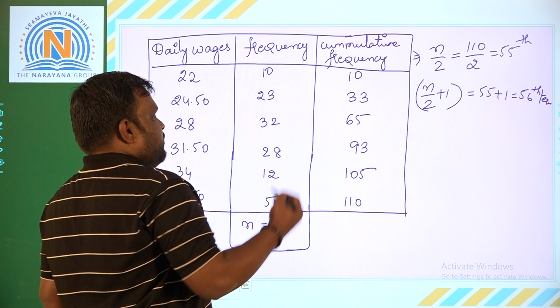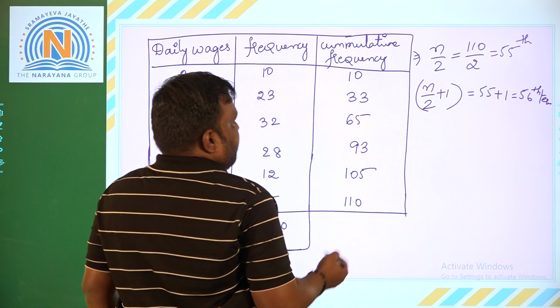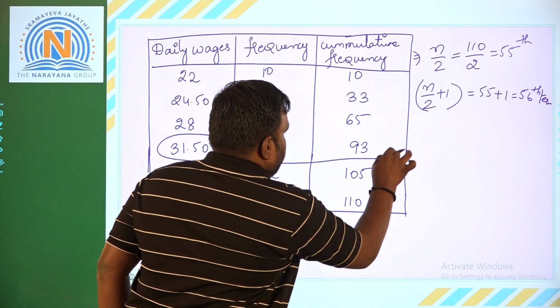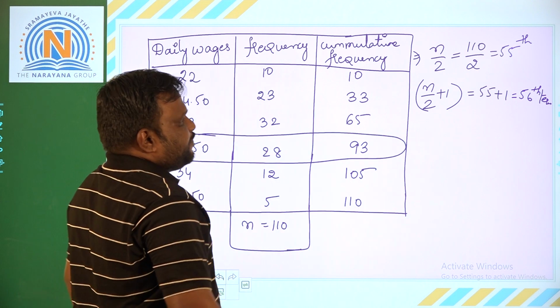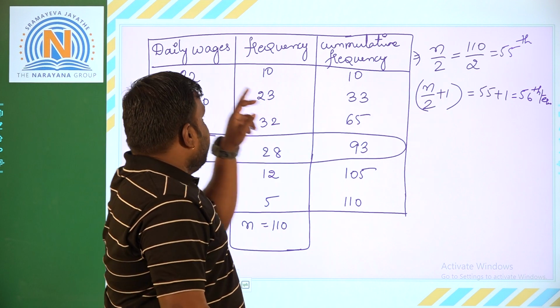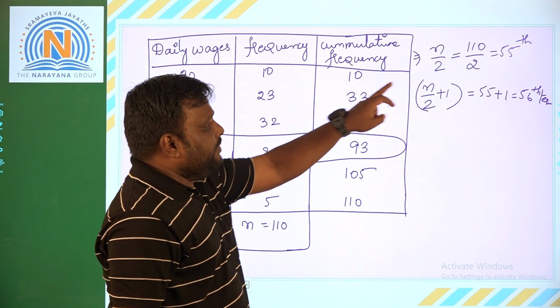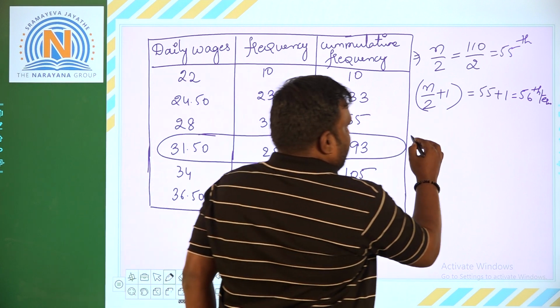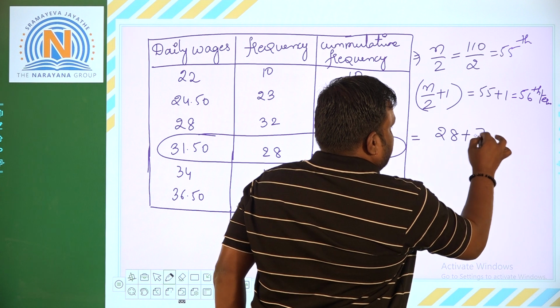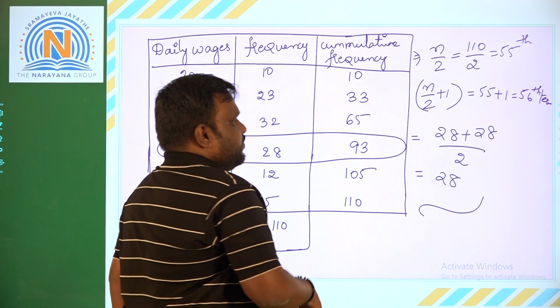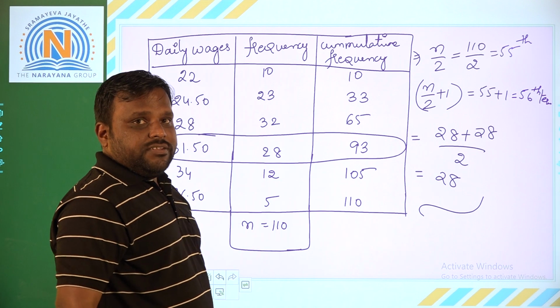Now if you look at this correctly, for 55 and 56, the cumulative frequency we can see here is 93. So therefore the 55th term frequency will be 28 and the 56th term frequency will also be 28. So hence the median here will be 28 plus 28 by 2, that is again 28. So this is the median for this question.